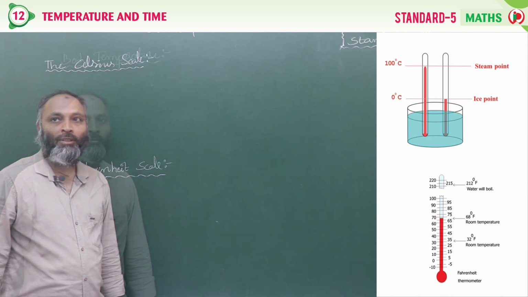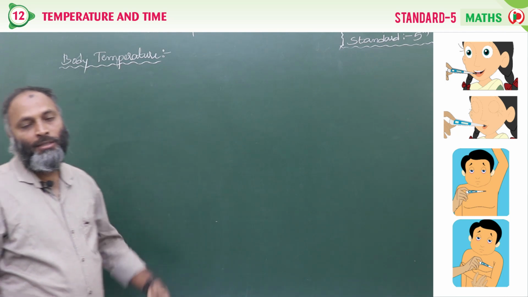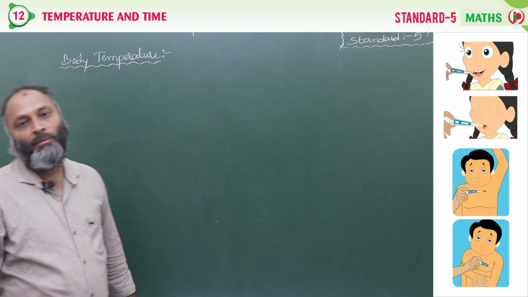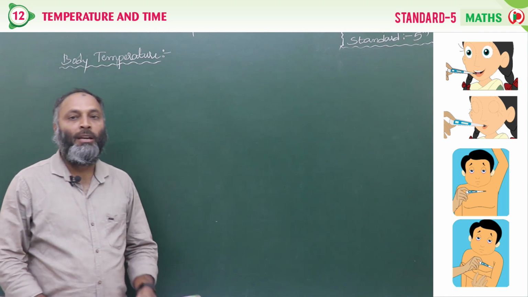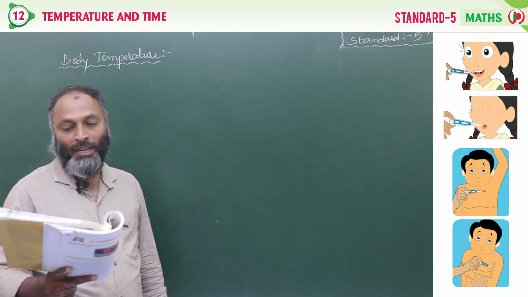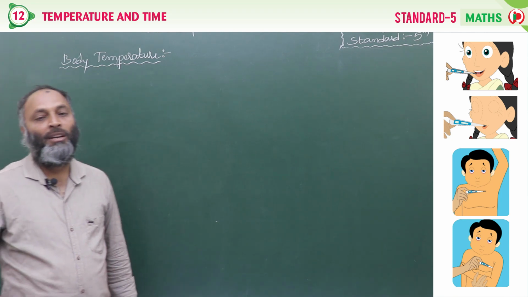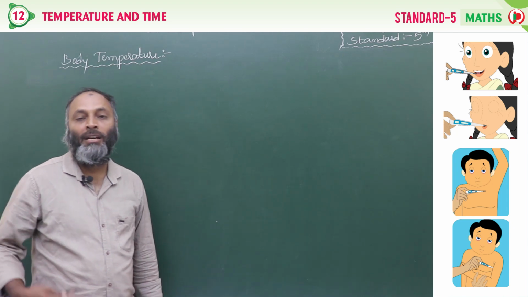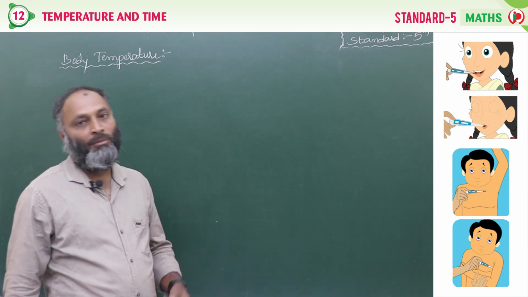Okay, students. Now next, see the concept of body temperature, human body temperature. We are going to discuss human body temperature. See in your textbooks: body temperature is a measure of a body's ability to generate and get rid of heat. Our body has the ability to generate heat. So how do we measure the temperature of our body?